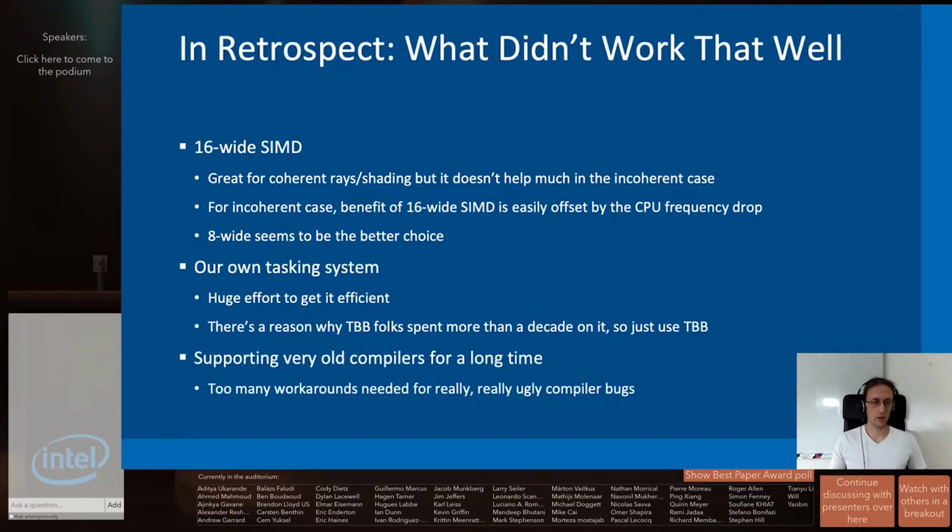And finally, supporting very old compilers. I mentioned again, every application had its favorite compiler, and sometimes they cannot upgrade to newer versions. And we had to really support these old compilers. And they sometimes introduced very, very ugly code generation bugs. And we had to first locate these bugs and then implement workarounds in Embree, which was kind of a mess.